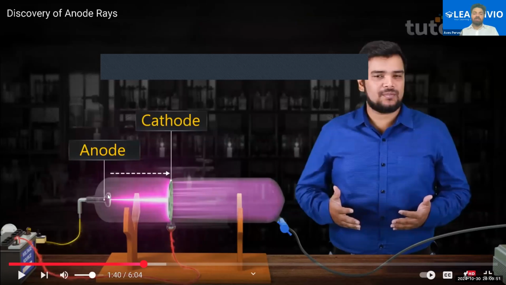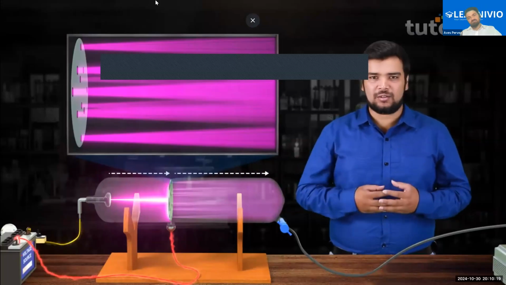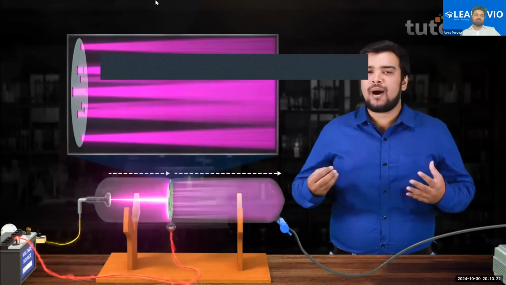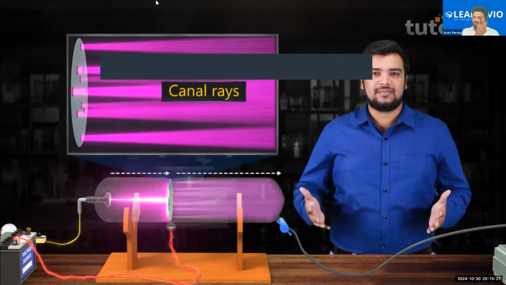He found that not only are the electrons coming from negative to positive, but from positive to negative rays are also moving. And this time he made the cathode a perforated cathode, which has holes, so that positively charged particles can easily pass through these holes in the cathode, and then he can measure things. He saw that these rays were passing through the holes in the cathode. He compared this to rays passing through canals, and that's why he called these rays canal rays.